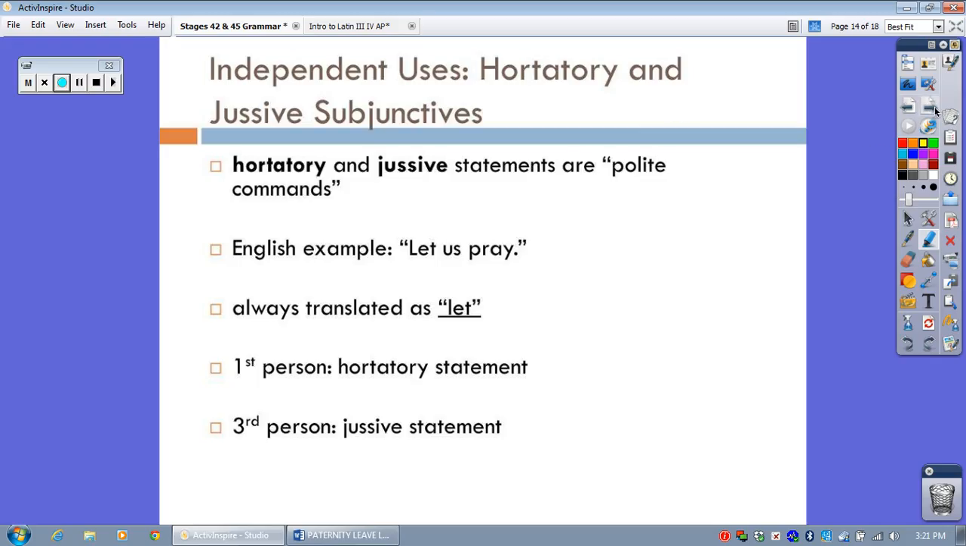That's the only difference. So, for example, a hortatory statement would be, let us pray, because that is first person right there. A third person jussive statement, there's that famous saying attributed to Marie Antoinette during the French Revolution, let them eat cake. I should have said jussive, it's third person: he, she, it, or they could be the subject as well.